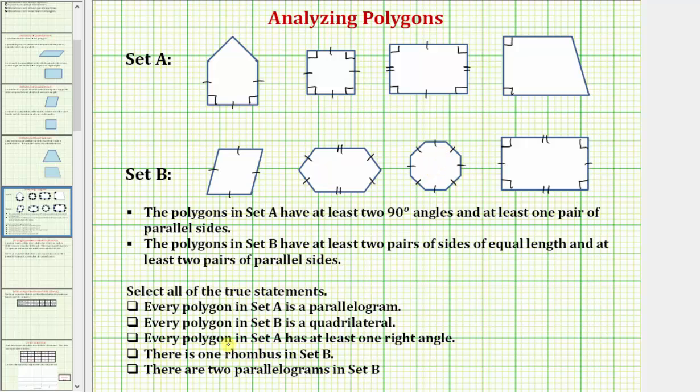The third statement is every polygon in set A has at least one right angle, and this statement is true because remember we were told the polygons in set A have at least two 90-degree angles or right angles. So if all of them have at least two 90-degree angles or right angles, then of course all the polygons have at least one right angle. The next statement is there is one rhombus in set B.